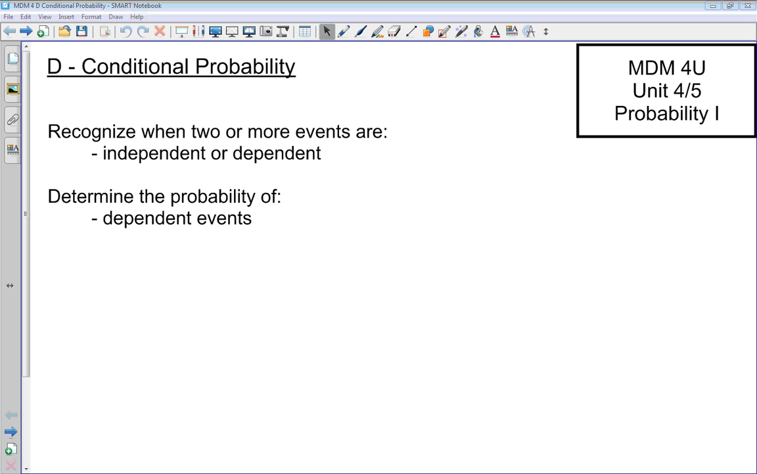So this lesson is on what is called conditional probability. This follows nicely from the last lesson that we did on independent events, and when we learned to recognize how when two events were independent or dependent. We still want to be able to do that. We need to be able to recognize when two or more events are independent or dependent, but now we're going to look at how we determine the probability of these two events when the two events are in fact dependent on each other.